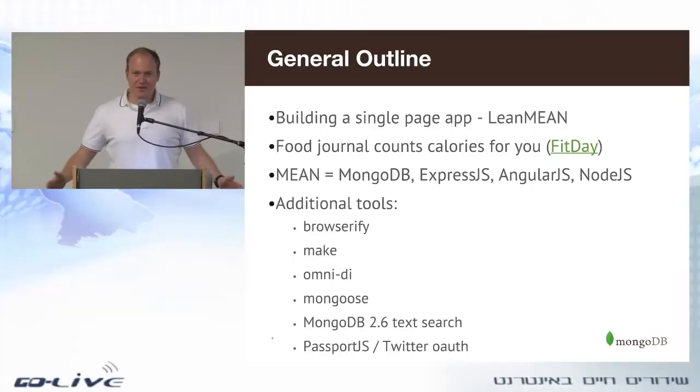General outline. What we're going to be building is a full stack single page application called Lean Mean, which is going to be a food journal. It's going to help you count calories and basically enter in, I ate this much of this food. It'll tell you how many calories that is.